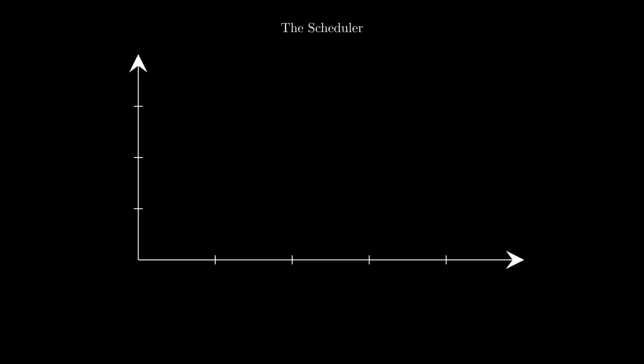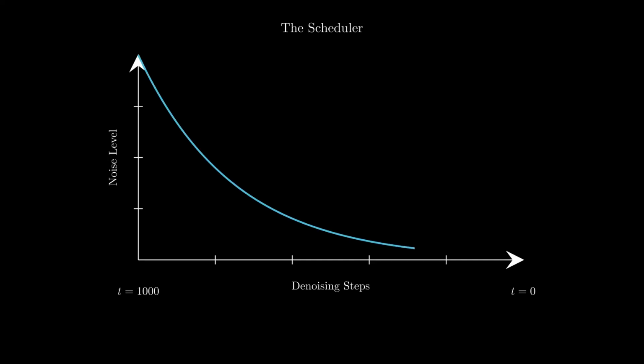Following the noise prediction, we arrive at a critical component known as the scheduler. To understand this, let's visualize the denoising process as a graph. On the left, at t equals 1000, we have pure noise. On the right, at t equals 0, we have our final, clean image. The model follows a specific curve, or schedule, which dictates exactly how much noise should remain at each stage of the generation. This curve is the map from chaos to clarity.